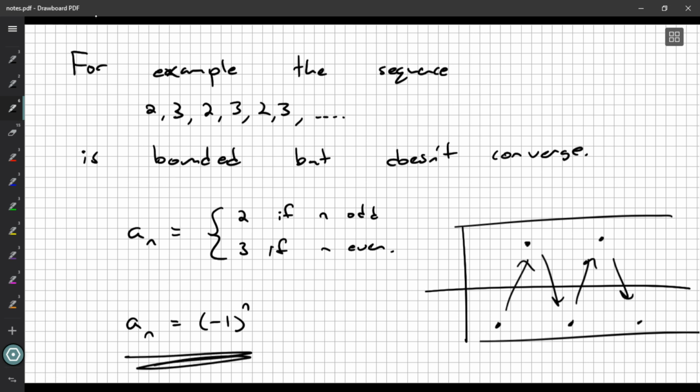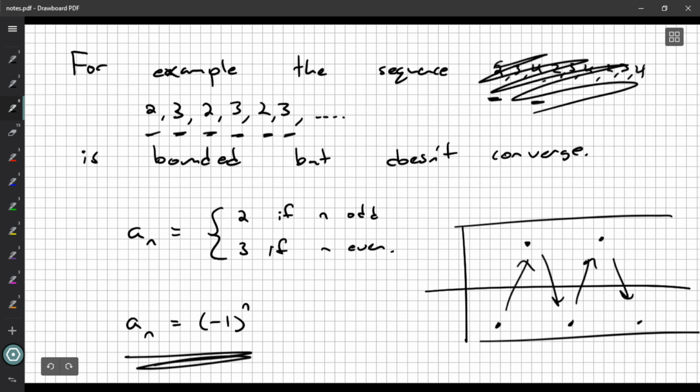But I like the just pick two numbers and alternate between them. And it doesn't have to be two numbers. If you wanted your sequence to go 2, 3, 4, 2, 3, 4, 2, 3, 4, that's also not going to converge. The values don't settle down. They don't get closer. And it is bounded. Okay? Lower bound of 2, upper bound of 4. That would work as well.